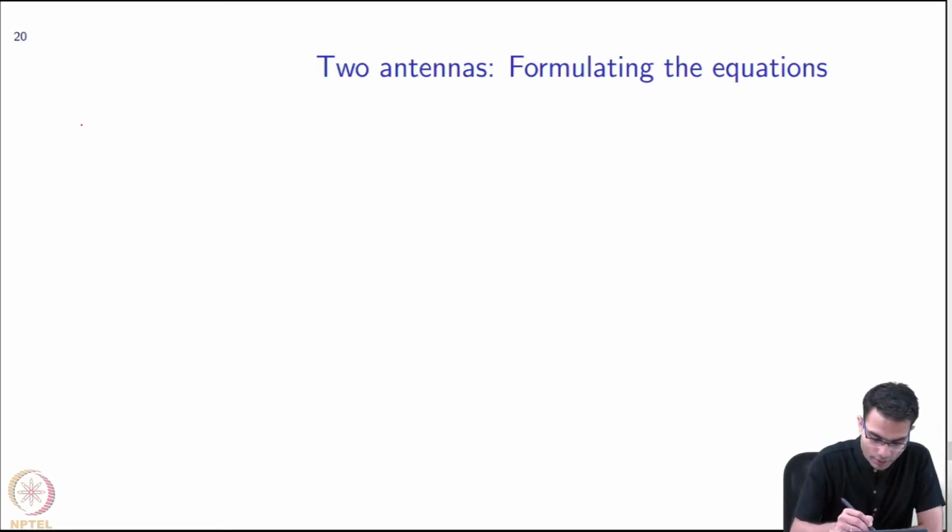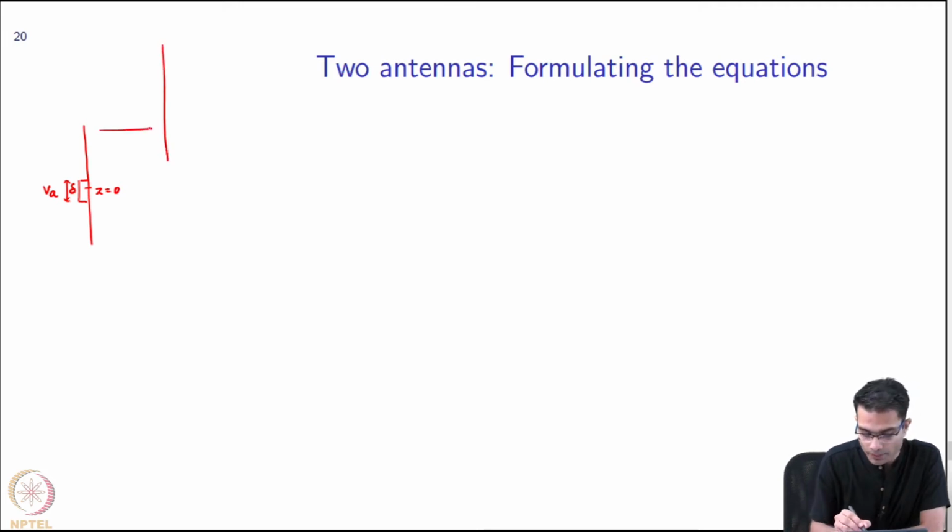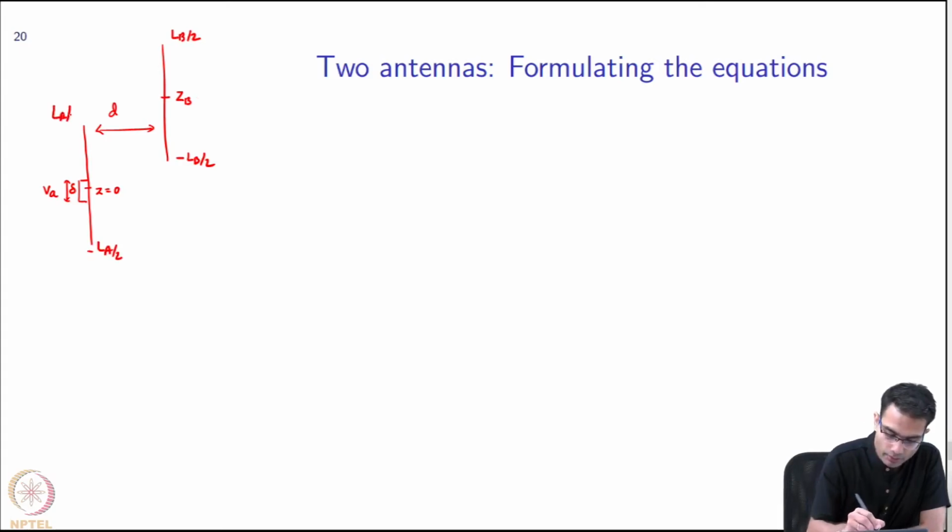Let's draw our diagram again. Okay, so this is my VA applied across delta. I am assuming a delta gap excitation. Let's call this Z equal to 0, and the second antenna element over here, spaced apart by D, but parallel to each other. This center is at ZB and the length is minus LB by 2 to LB by 2, and minus LA by 2 to LA by 2.